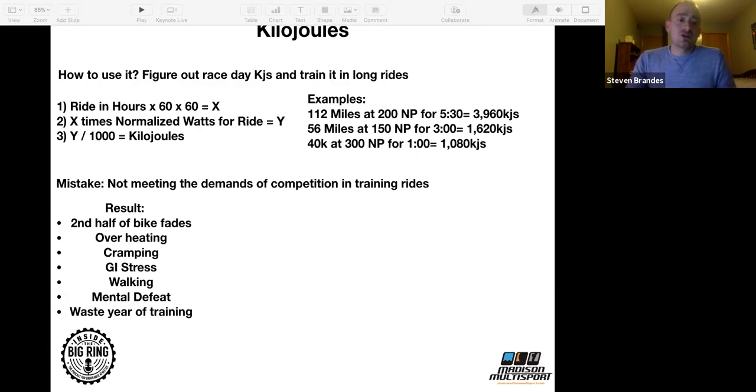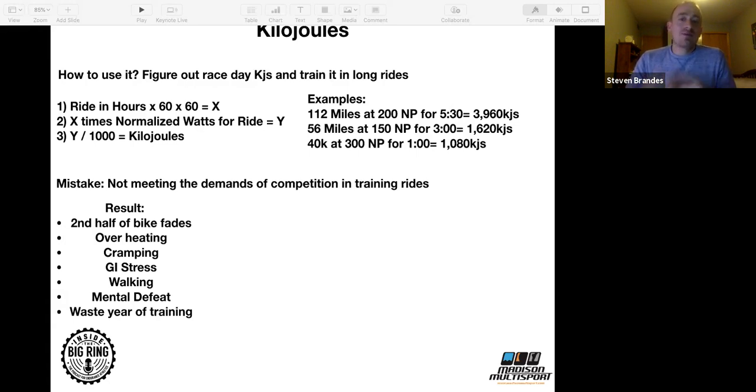You can create GI stress. So, your stomach gets tight, you feel bloated, you start to fart a lot, you start to feel like you're going to throw up. A lot of times people are like, well, I haven't practiced my nutrition. No, it's because, again, your body's going through something that it never has. And so what happens is you cramp, you get GI stress.